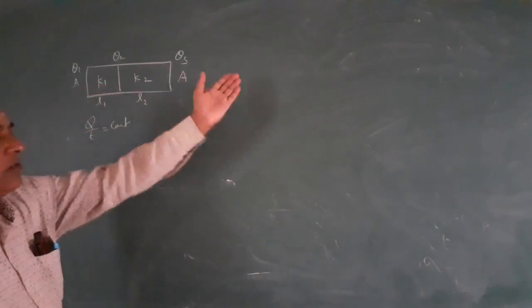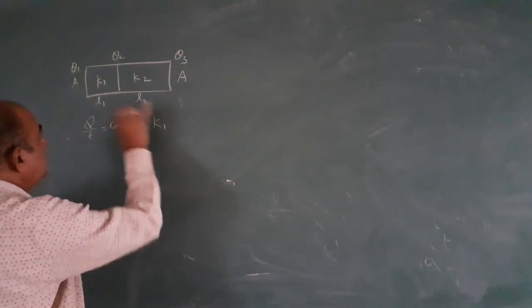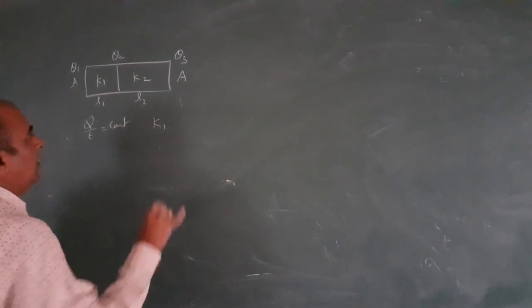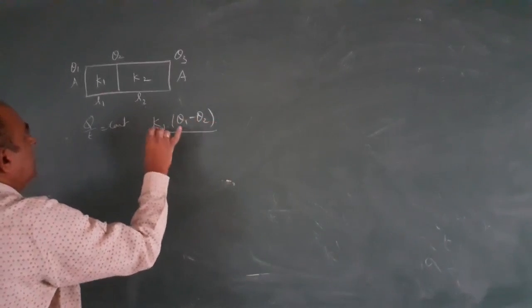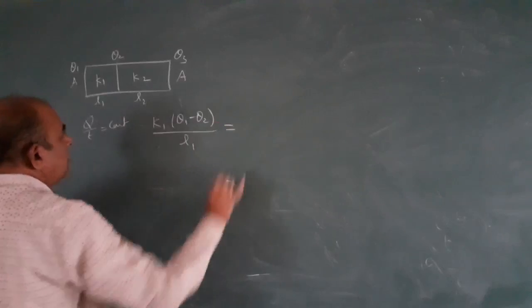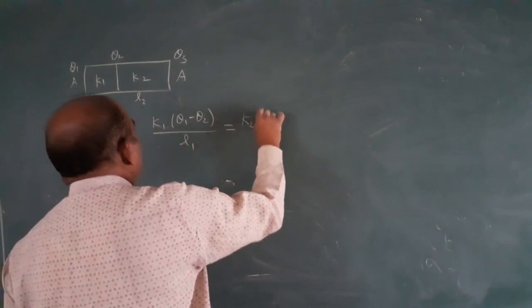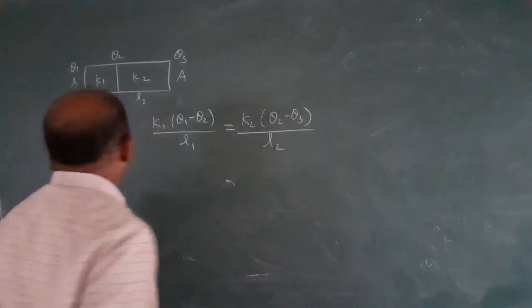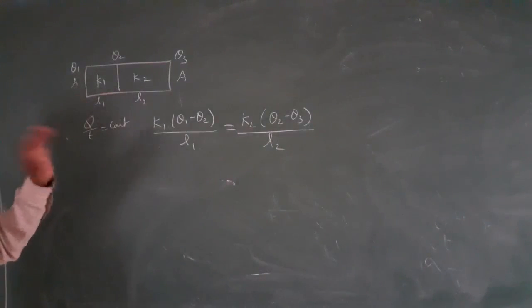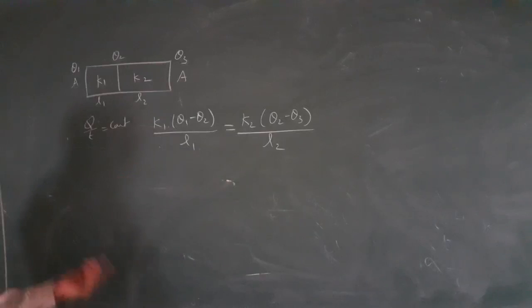You can take either 2 or 3 also. Q by t means K1 A, area must be same, K1 A (theta 1 minus theta 2) by L1 is equal to, for this rod, K2 A (theta 2 minus theta 3) by L2. In the steady state, you can write like this. From that, theta 2 if you want, you can calculate, or theta 1 minus theta 2 you can calculate. In the steady state, this is one formula.